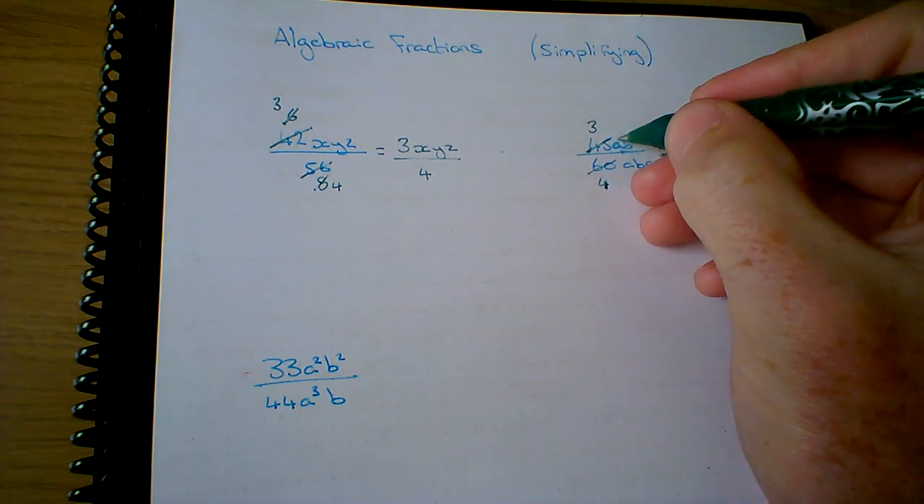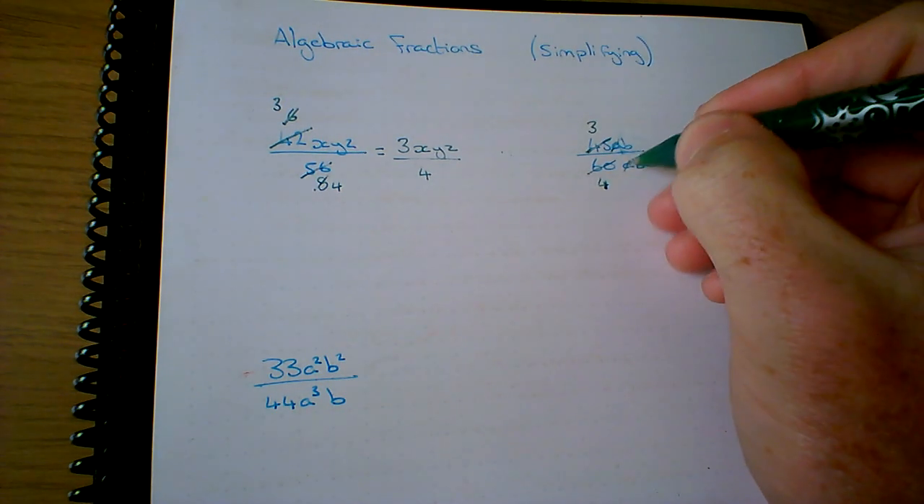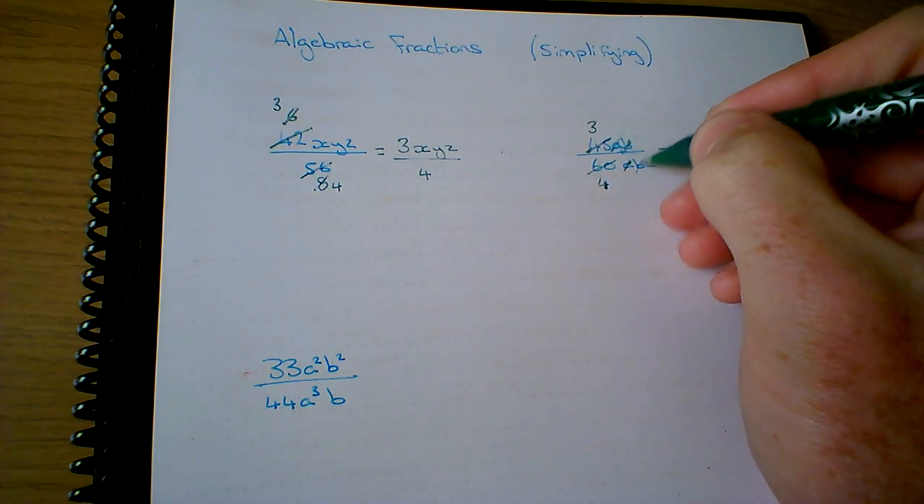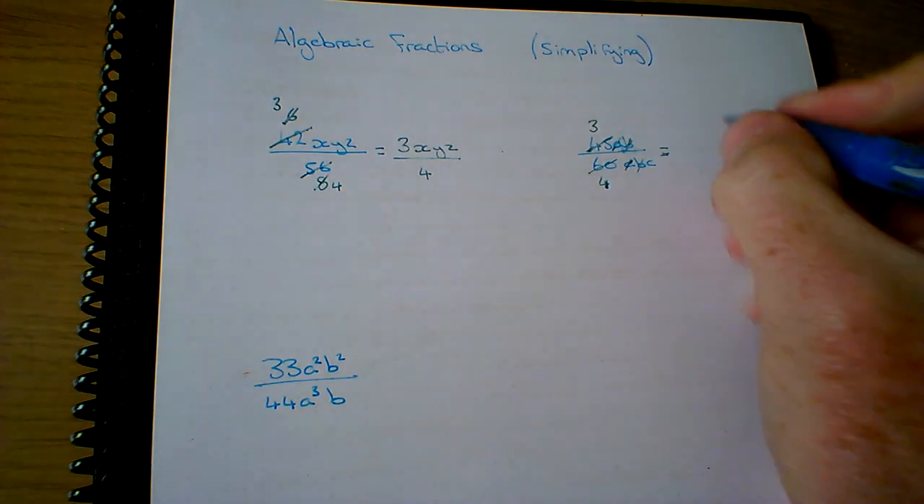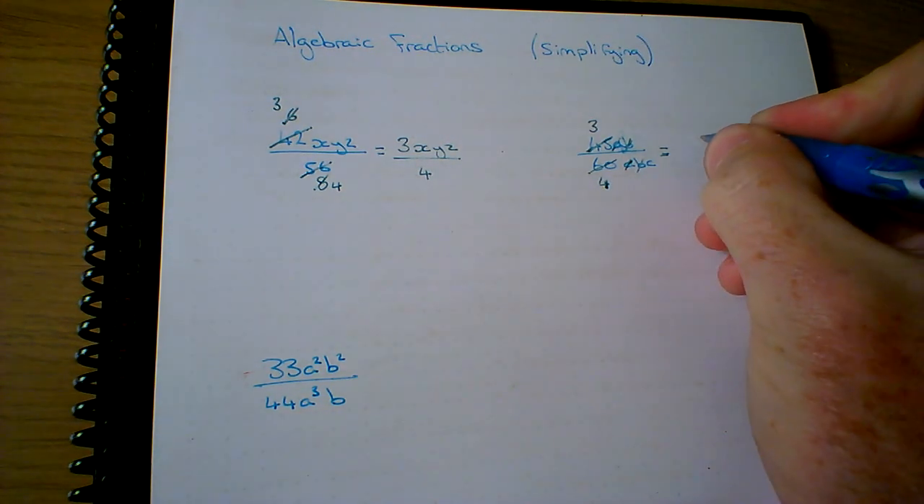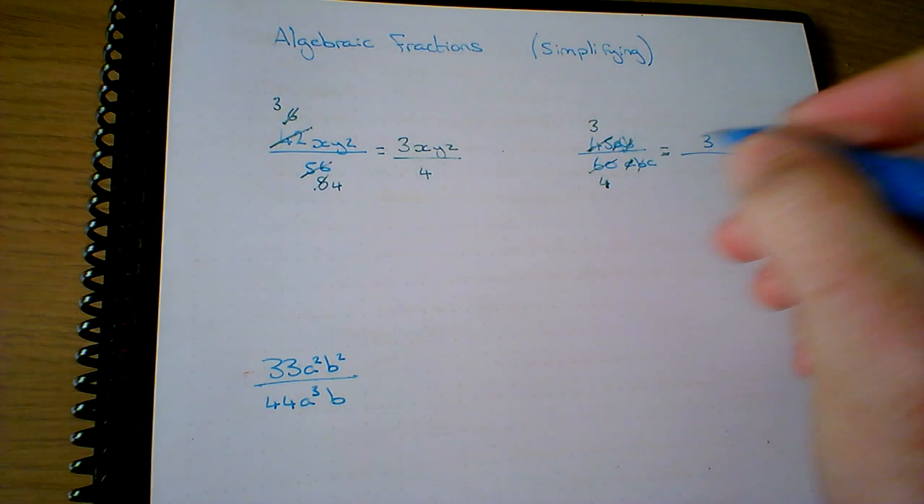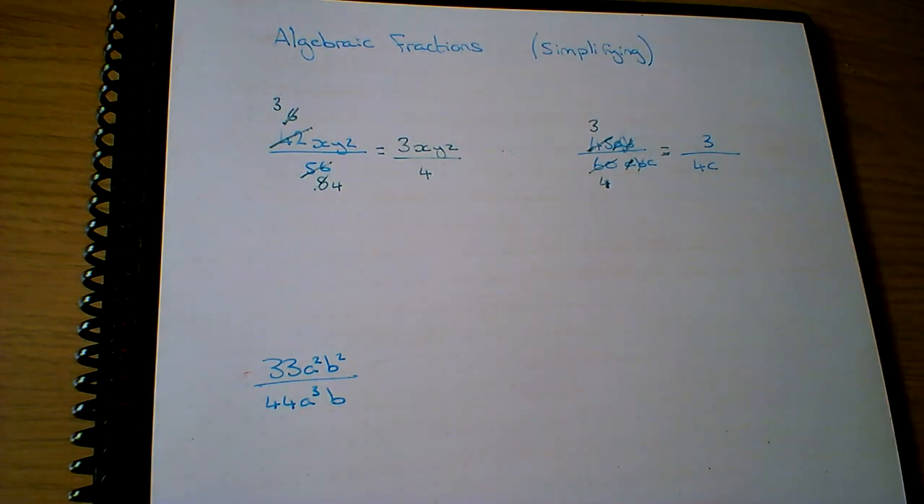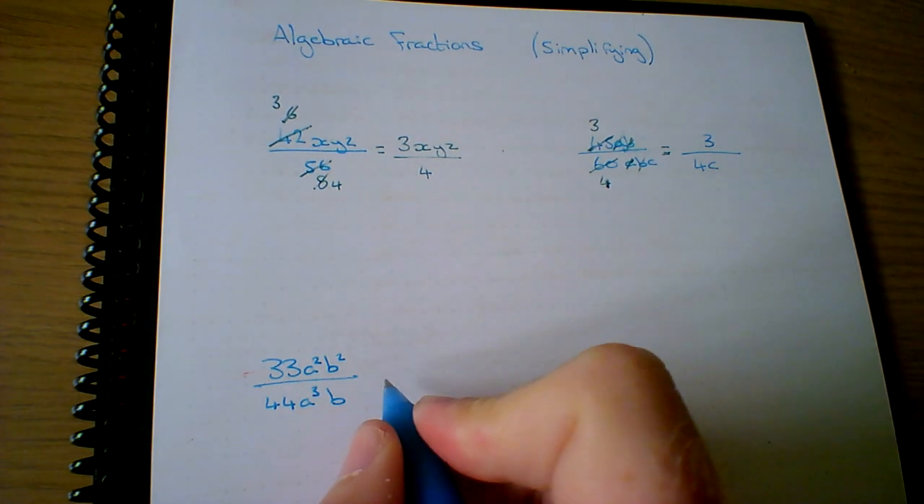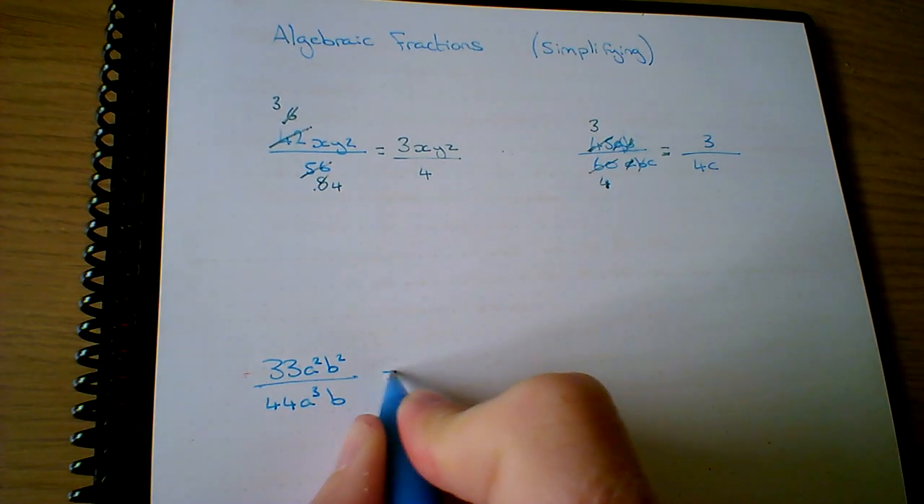But because there are no powers, the A and the A can cross off, and the B and the B can cross off. So that is going to leave us with 3 at the top, and at the bottom 4C, because those are the things that are not crossed out. So nice and simple when there are no powers.